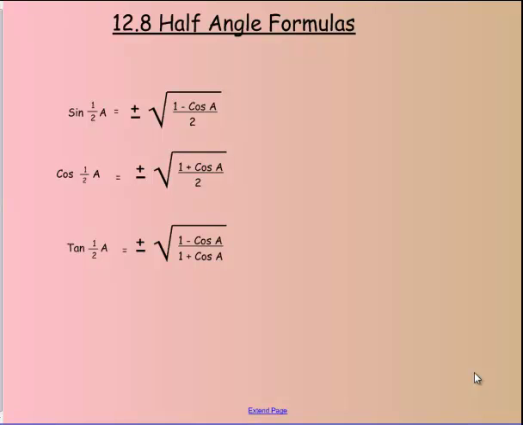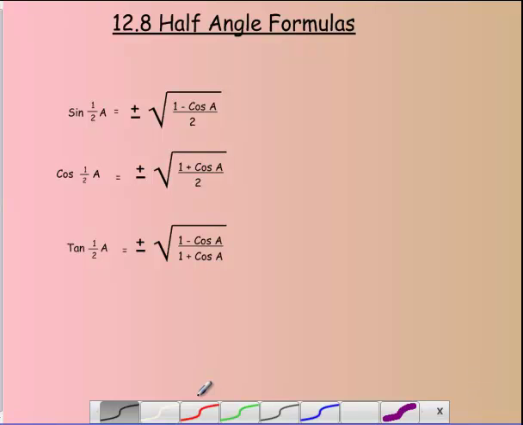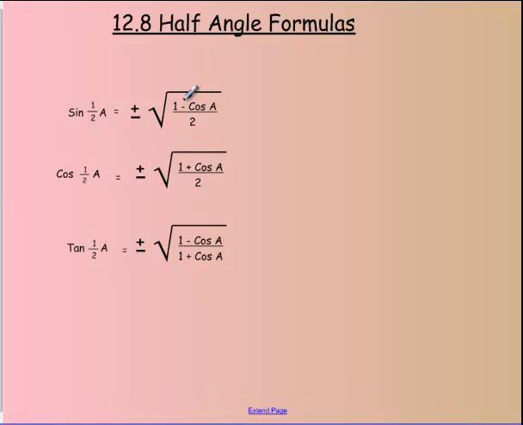Okay, this is our last section, 12.8, half-angle formulas. These are the last three formulas you have to memorize. If you notice something about them, the sine, the cosine, and the tangent, pretty much all the same. The only difference is sine has a negative, cosine has a positive, and then tangent makes sense. We took the sine and put it over the cosine.